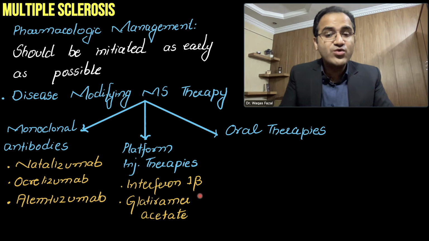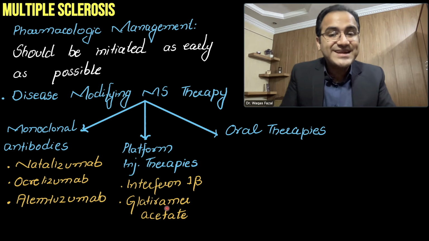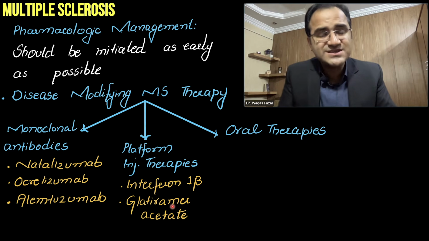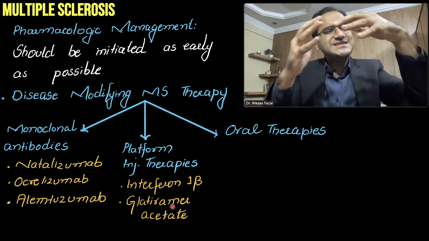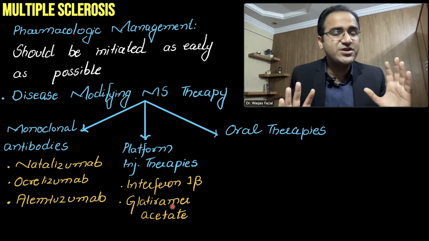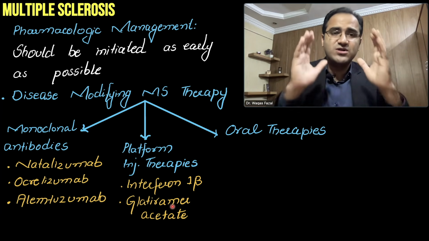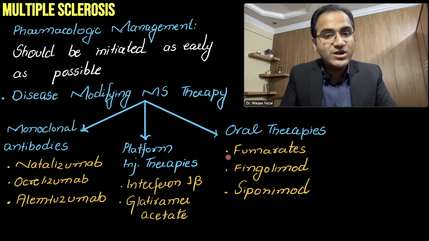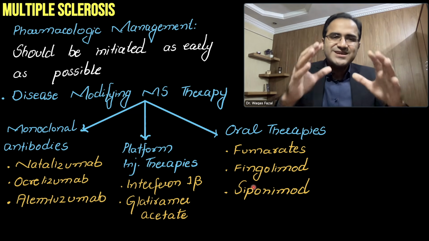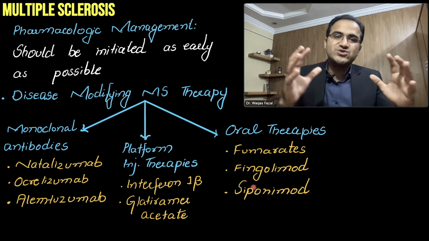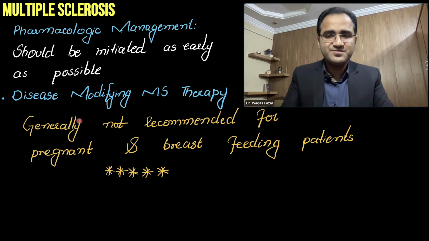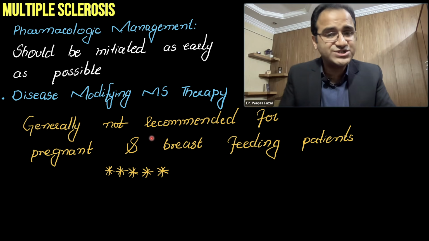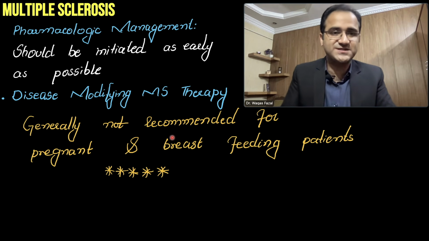Platform injections include interferon beta-1, glatiramer acetate. These are drugs that have certain mechanisms of action that you don't need to memorize, but you should remember that these suppress the immune system and control the T-reactive lymphocyte attack on the central nervous system. In the oral therapies, we have fumarates, fingolimod, siponimod. So these are the drugs that control the immune system and stop the disease progression. These are called disease-modifying therapies, and they are generally not recommended for pregnant or breastfeeding patients.